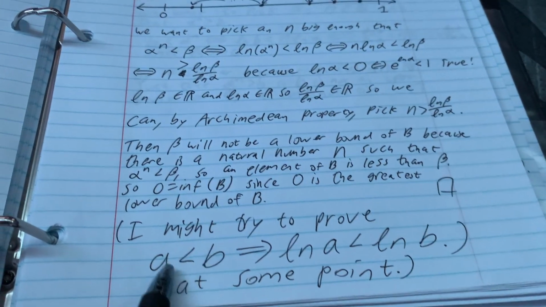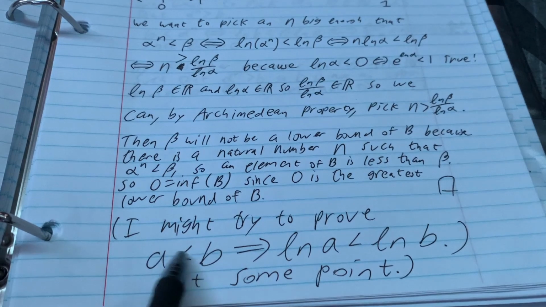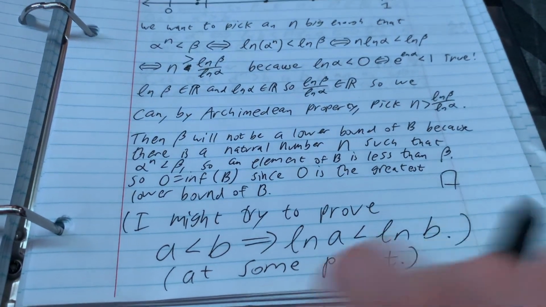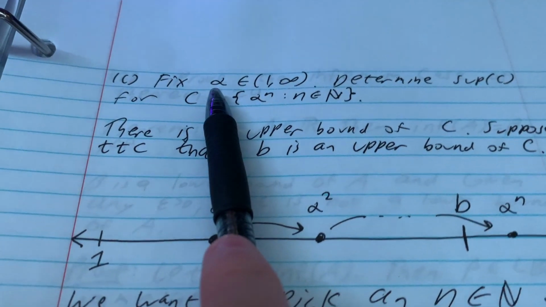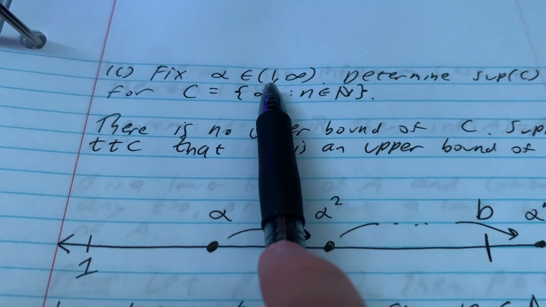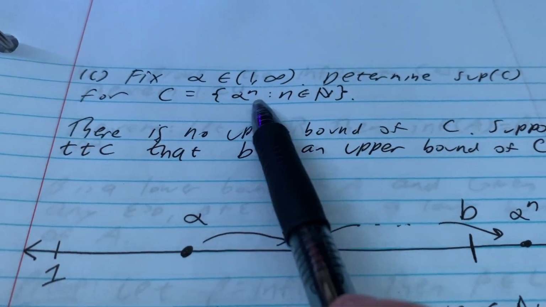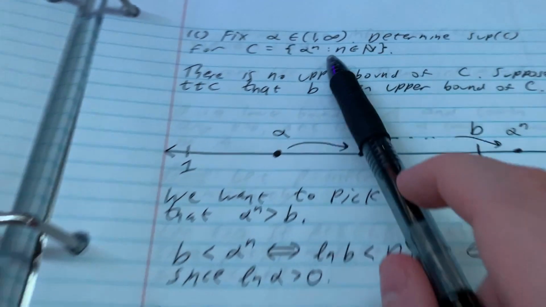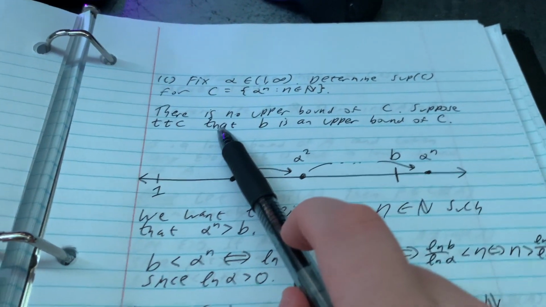I might try to prove alpha less than beta implies log alpha less than log beta, or a less than b implies log a less than log b. No, I won't. Fix alpha between 1 and infinity, open interval. Determine sup C for C defined the same way as B. There is no upper bound of C.